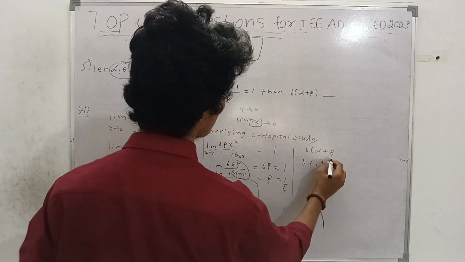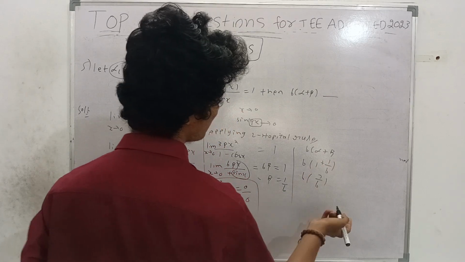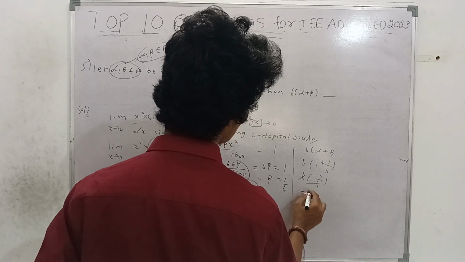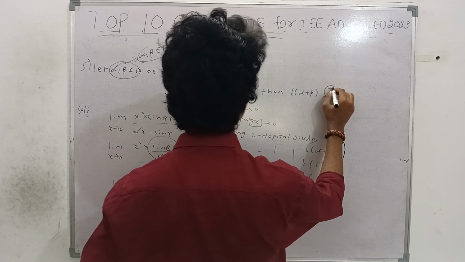So 1 plus, what is beta? 1 by 6. So 6 into 7 by 6. 6 into 1 is 6 plus 1, it is 7 by 6. 6 6 cancel. So answer is 7. So like this you have to do. The total answer now is 7.